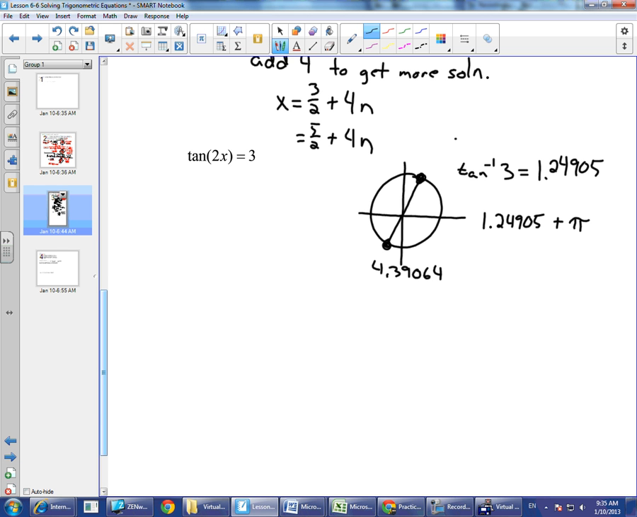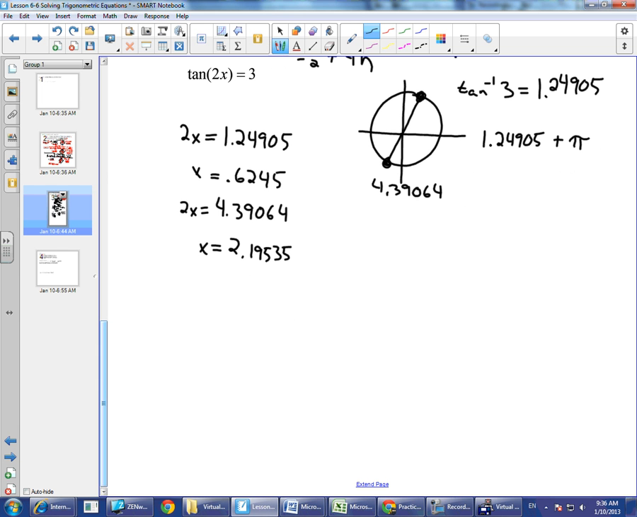Okay. Now, to find more solutions, we add. So now I'm going to take both of those solutions, set them equal to 2x. So 2x equals 1.24905. Okay, and 2x equals 4.39064. So this x value is going to be 0.6245. This x value is going to be 2.19535. Okay, now these are my two main ones.